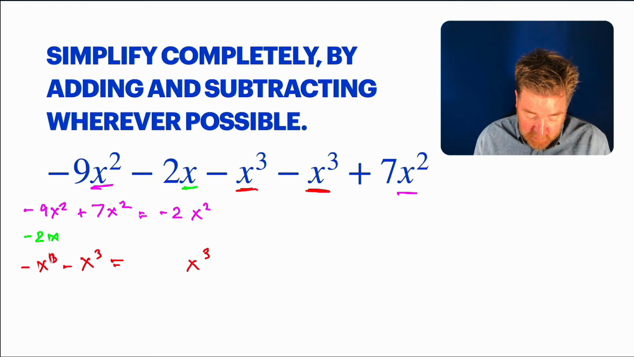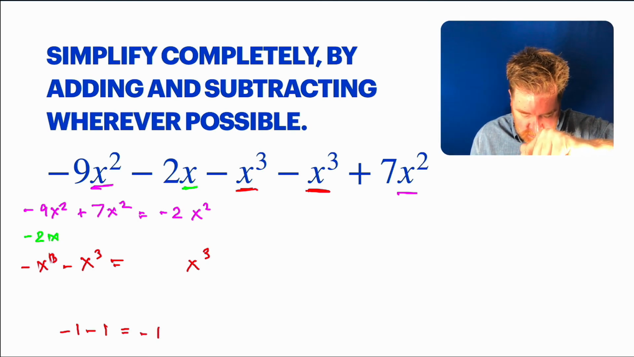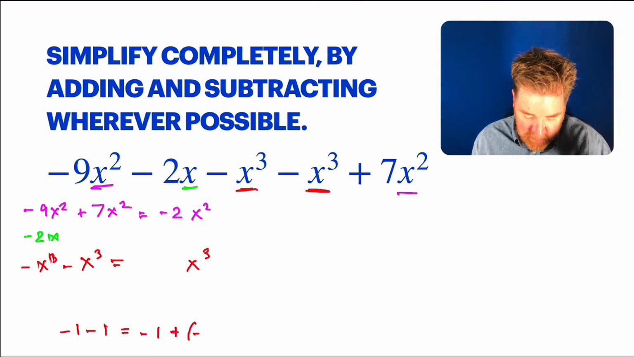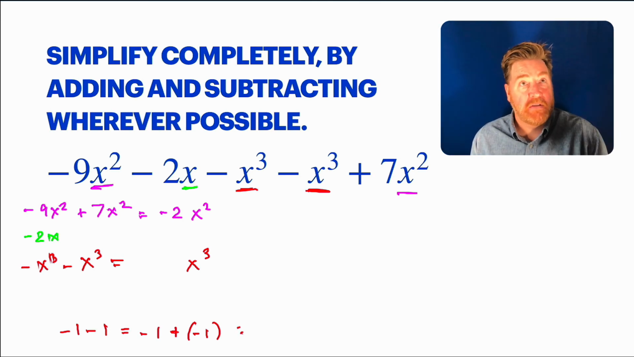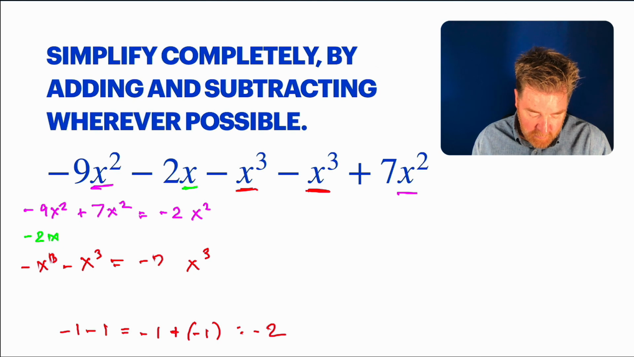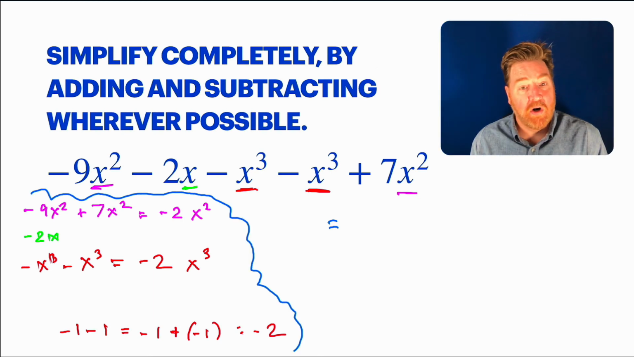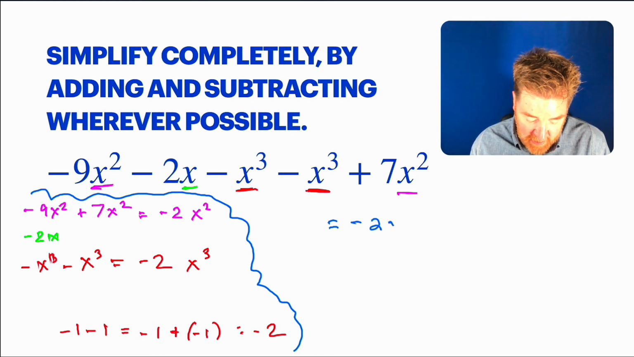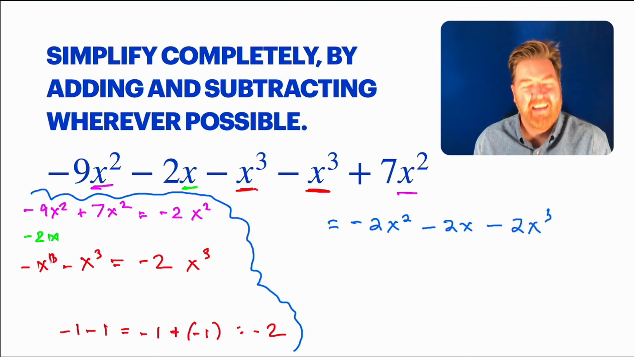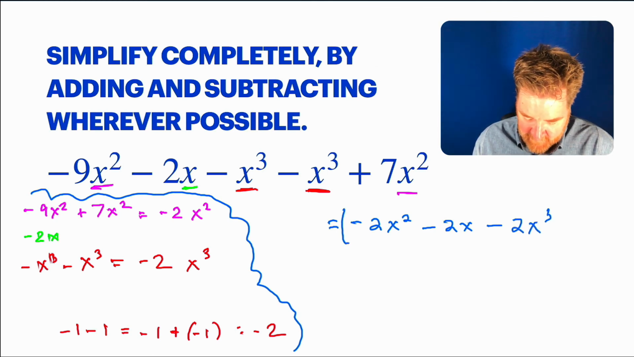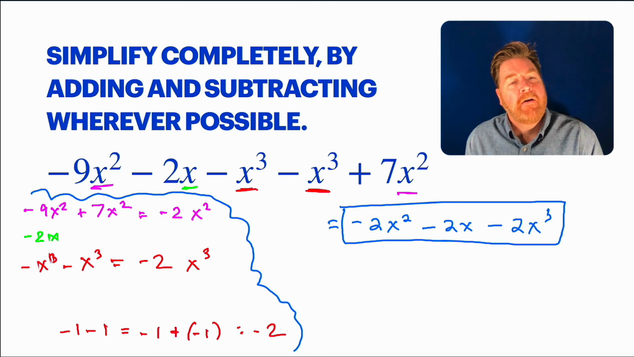And here, maybe we need a little bit of scrap work. Negative 1 minus 1. Well, subtracting 1 is the same as adding 1's opposite. So negative 1 plus negative 1 is negative 2. There we go. Whoa, look how cool this ended up. Let me partition off our work here. We're going to get negative 2x squared minus 2x minus 2x cubed. It's a negative 2-a-thon. Look at that. Very, very cool.